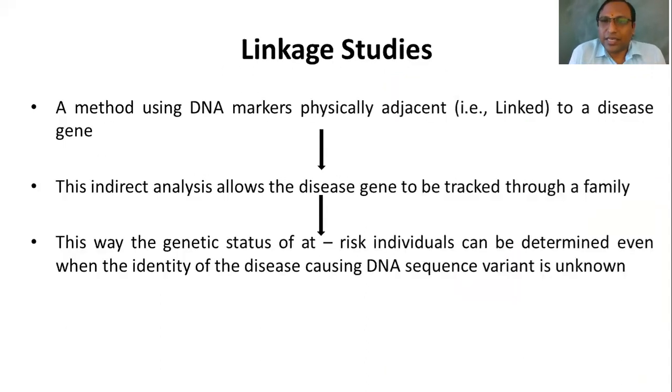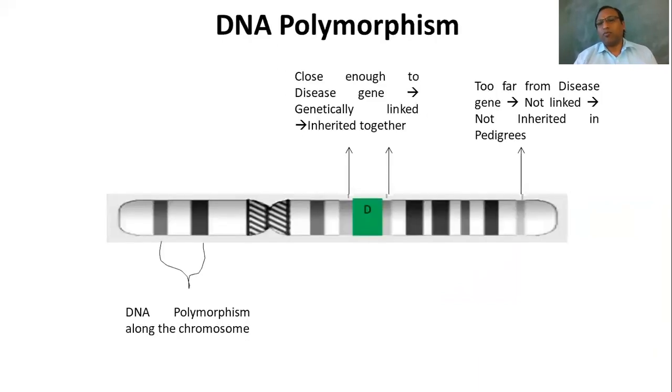So if you see the linkage studies, what is linkage studies? A method using the DNA markers physically adjacent to a disease gene, that is linked gene. In this, what we study, this indirect analysis allows the disease gene to be tracked through a family. So as we have seen in the previous, if I find that near to the disease gene the pattern is always present, that means the disease gene is also present.